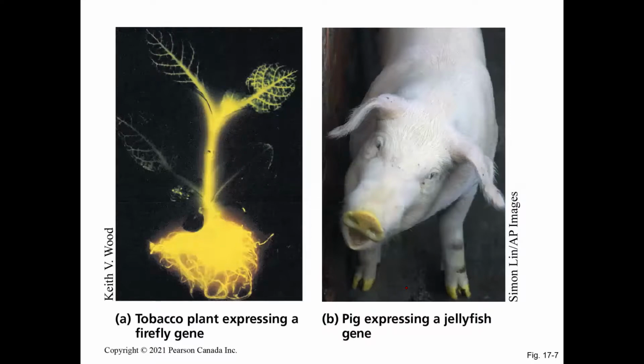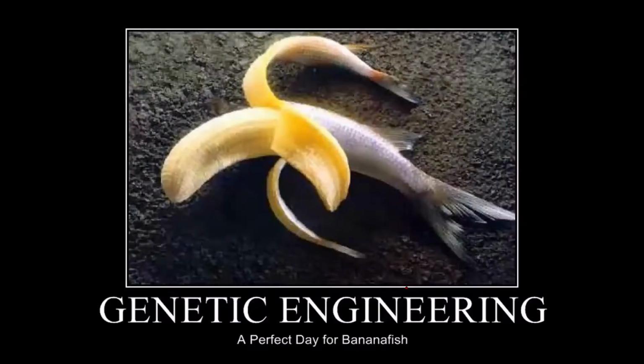Some of these biotechnology things are kind of more like novelties. You can see there's a tobacco plant expressing a firefly gene and a pig expressing a jellyfish gene. And we're going to talk about that a little bit more in topic 19 when we talk about biotechnology and genetic engineering. This one here, by the way, when you Google genetic engineering, you end up with a lot of weird things like this, which are really just somebody with some creative photoshopping abilities. So again, more on this in topic 19.